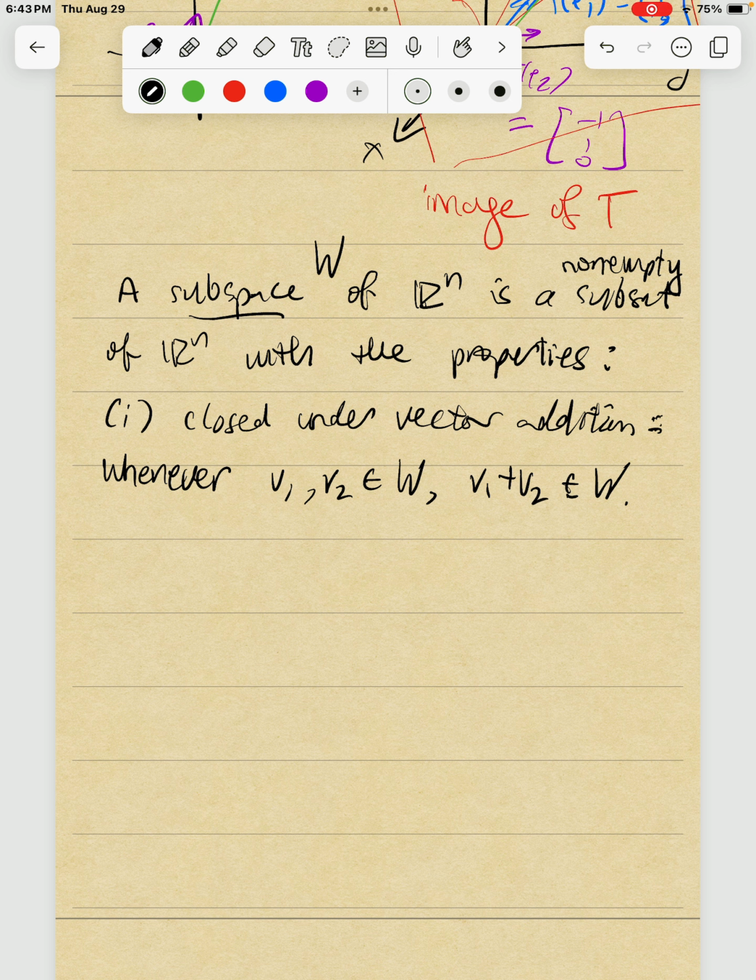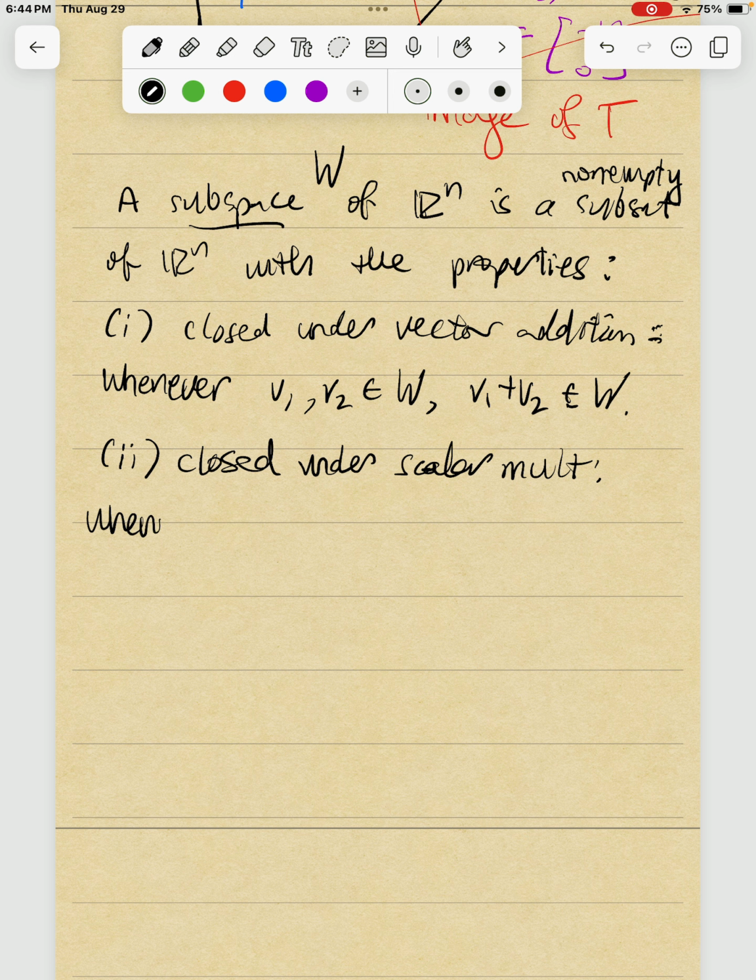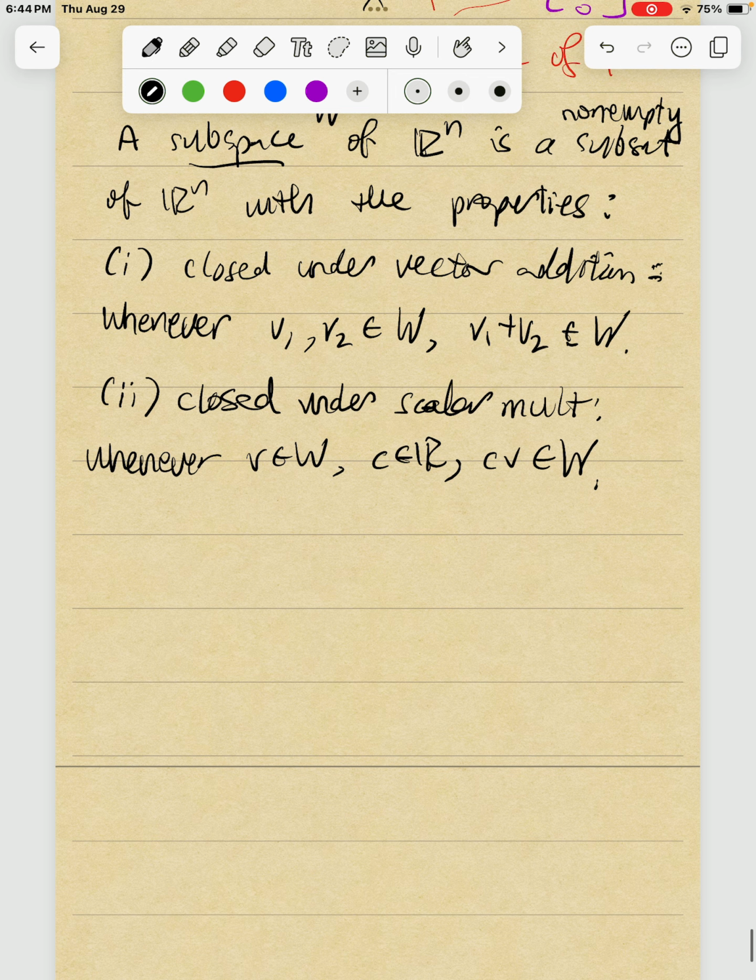And that's closure under vector addition, and then the second one is closure under scalar multiplication, which is whenever you have a vector in W, all the scalar multiples of that vector also have to be in W. So whenever V is in W, and C is a real number, CV is also in W.